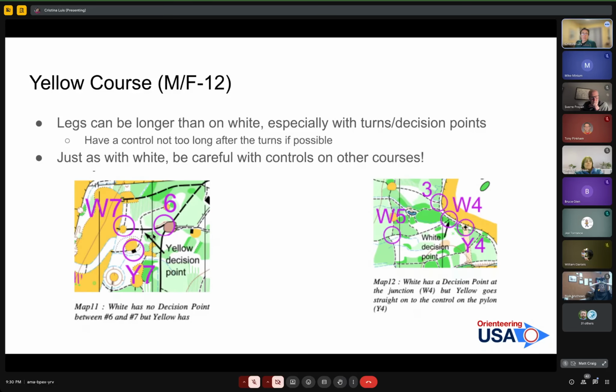Yellow, though, has this control. They have to know to stop and turn. That's fine. You can do that.